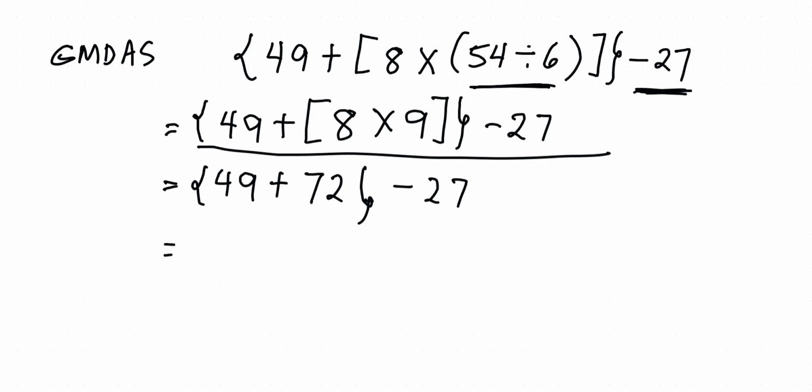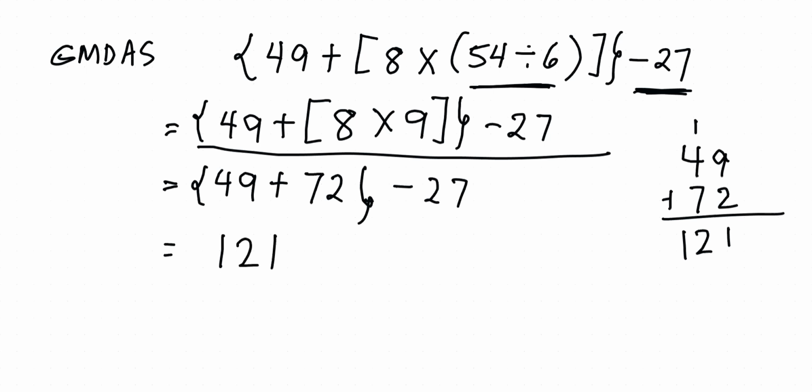49 plus 72. 9 plus 2 is 11. Carry 1. 7 plus 4 is 11. Plus 1, that is 12. So you got 121 here. And then just copy again the minus 27. And then let's solve 121.